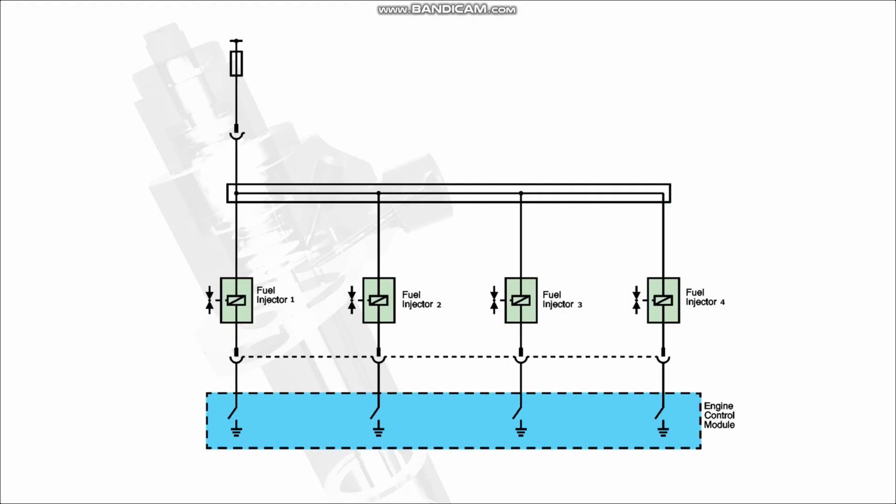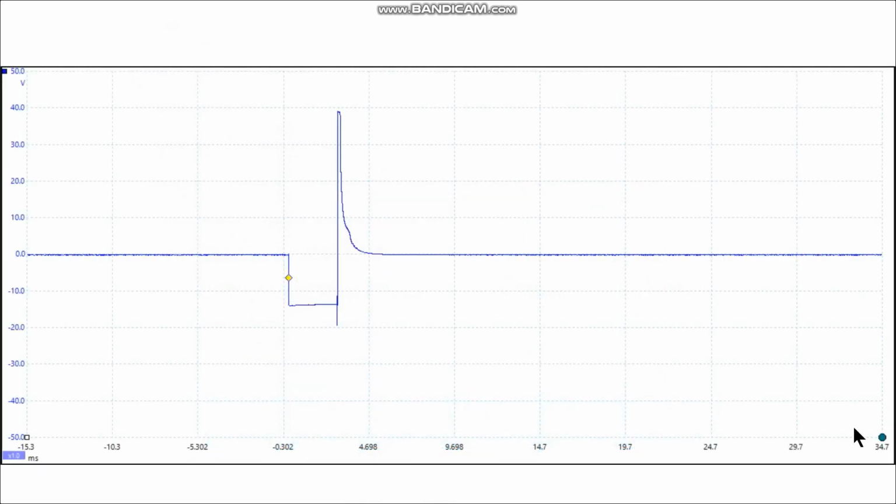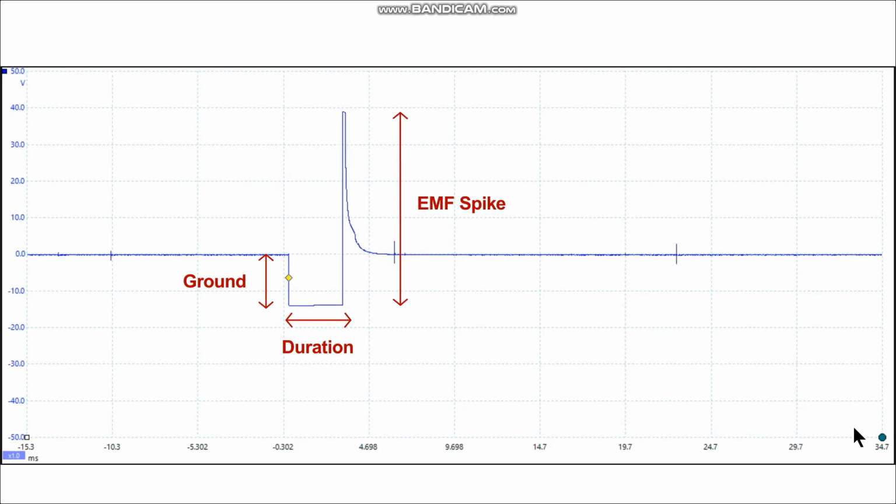Here is a schematic for the fuel injectors on this vehicle. A fuse supplies a common 12 volts to the injectors, which are controlled by a ground from the ECM. This is an oscilloscope pattern for the injector. The waveform shows the injector receiving a ground from the module for the appropriate duration. When the ground is removed, there is a back EMF spike.